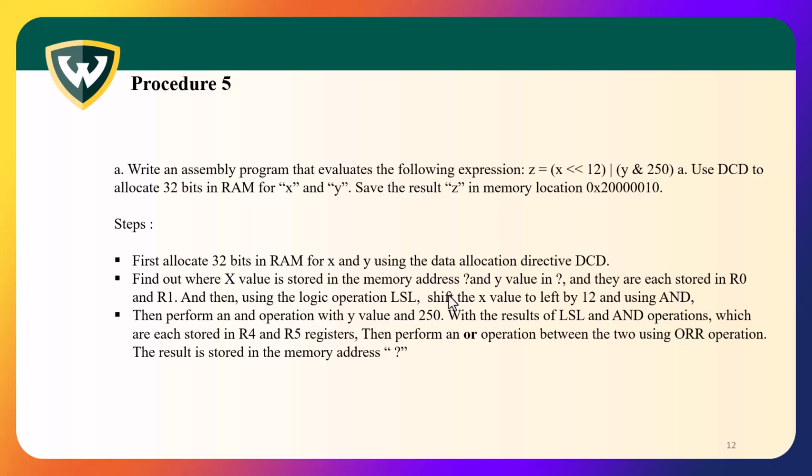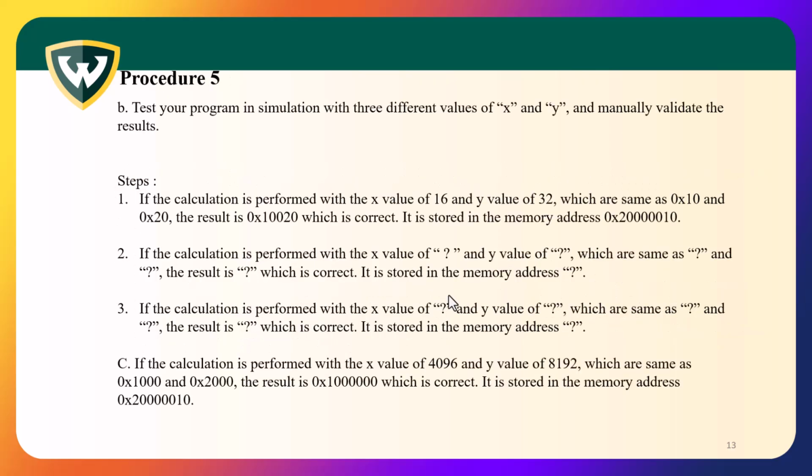And then you're going to use the logic operation LSL to shift the x value to the left by 12, and using AND, perform an AND operation with the y value and 250, with the results of LSL and AND each stored in the R4 and R5 registers. Then perform an OR operation between the two. The result is stored in the memory address. So you're going to write down the memory address observations.